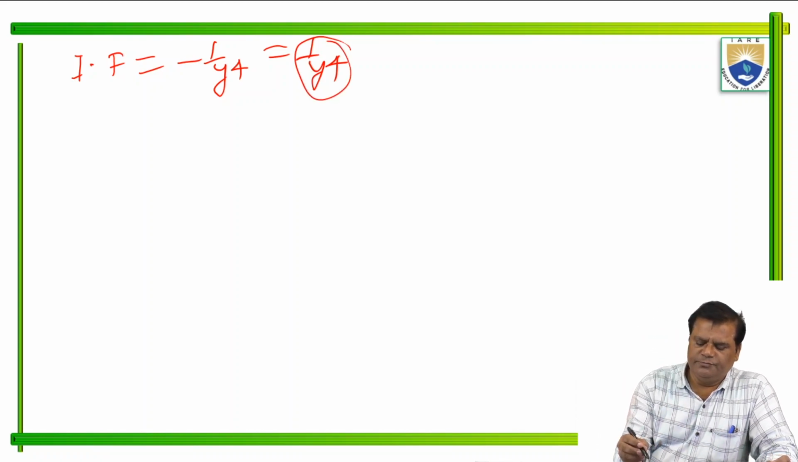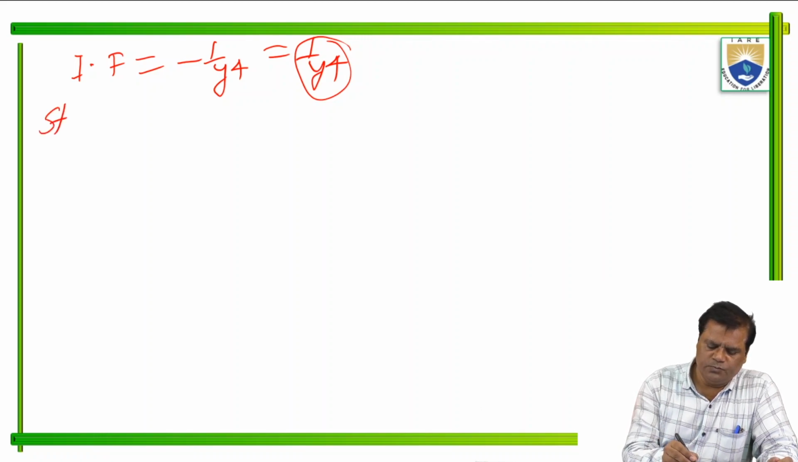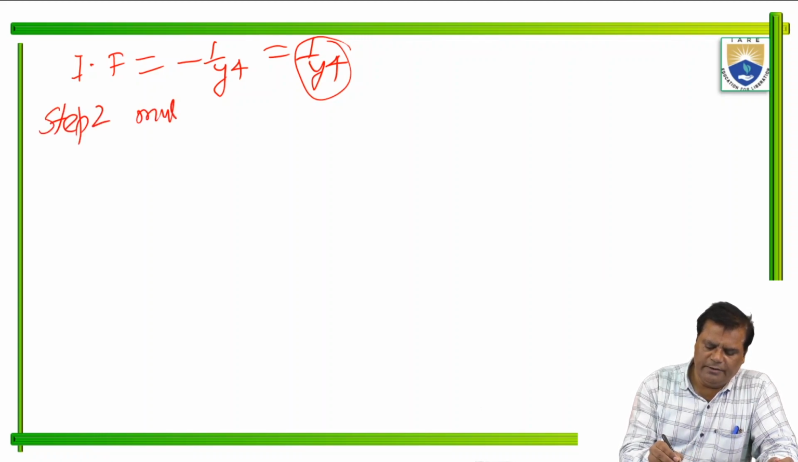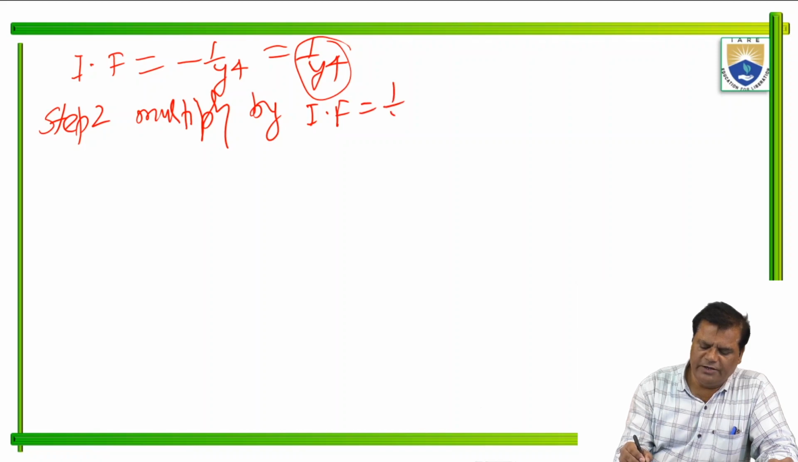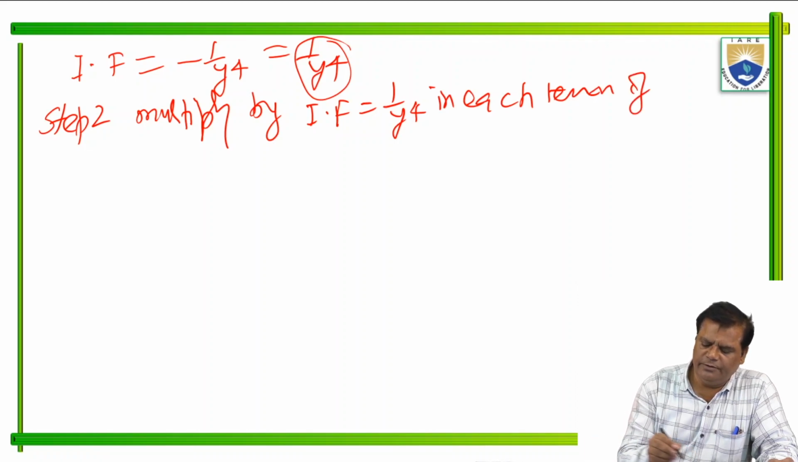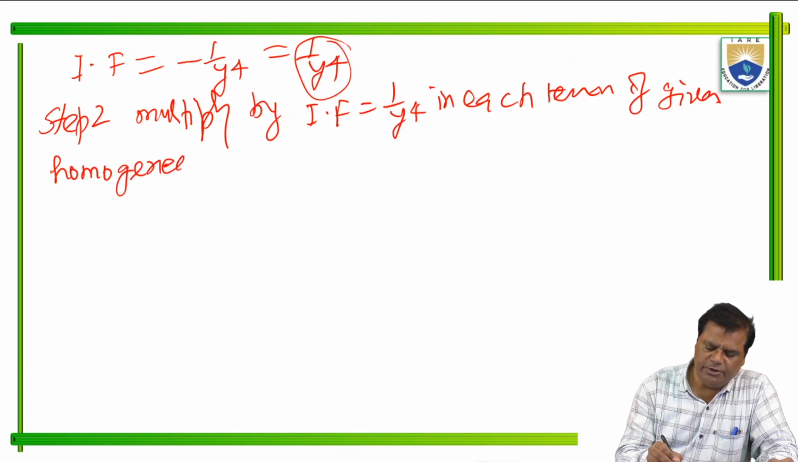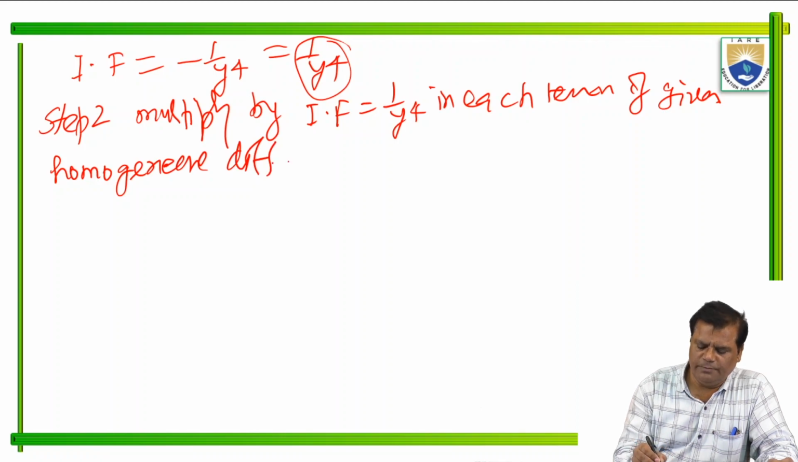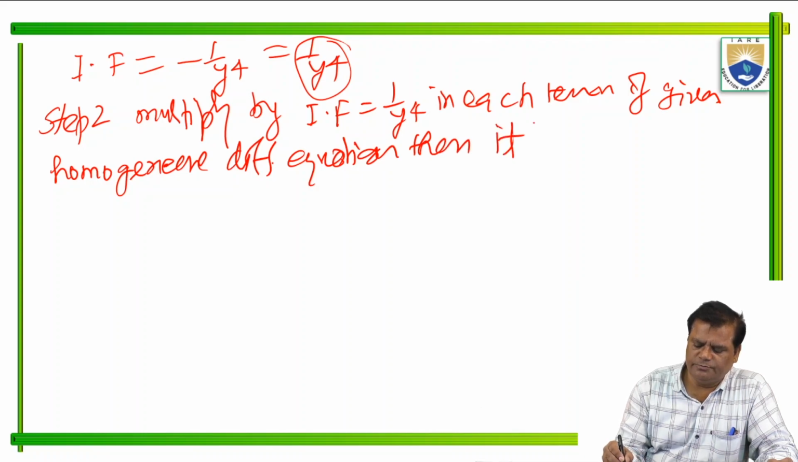Okay, so now step 2: multiply the IF, 1 upon y4, in each term of the given homogeneous differential equation. Then it becomes exact.